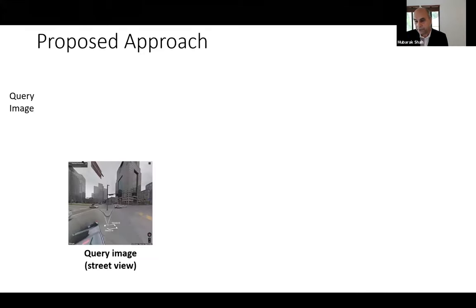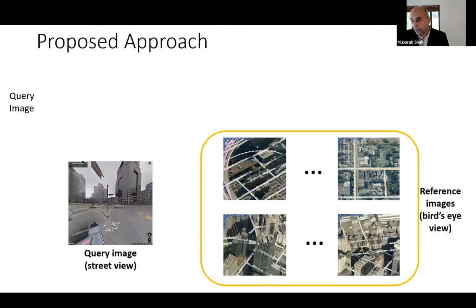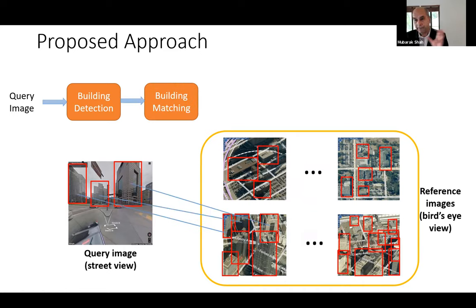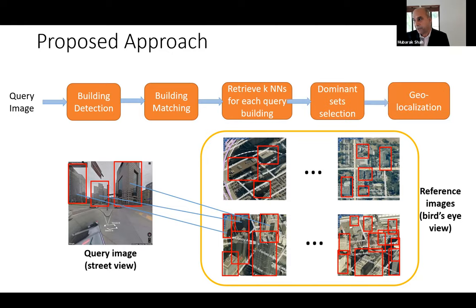So the proposed approach is that we are given a query image, like a street view, and we have a bunch of reference images. They are bird's eye view. And this looks very different from these, and that's a problem. So what we do, we detect buildings. This, of course, will work only in urban areas. If you go to forests and so on, it's not going to work there, which is fine. So these are buildings in street view. These are the buildings in the bird's eye view. And then we will match buildings instead of SIFT points. And we will again retrieve the k-nearest neighbors for each query building. And then we'll do the dominant set selection. And then we geolocalize. So the general approach is the same as we have been doing.